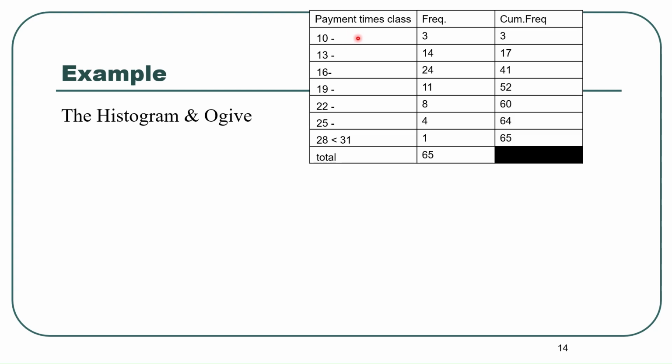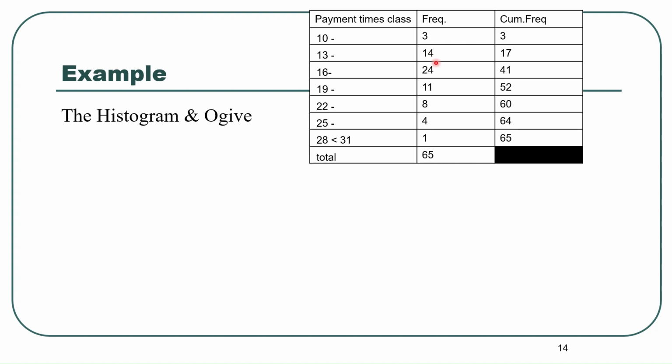For the ogive, we are going to say, okay, less than 13, so I'm just going to put it at 13. So if these are my frequencies, I'm going to ask myself for the first one, how many frequencies did appear to be less than 13? How many frequencies among these 65? Only 3. How many were less than 16? Those 3 plus those 14.